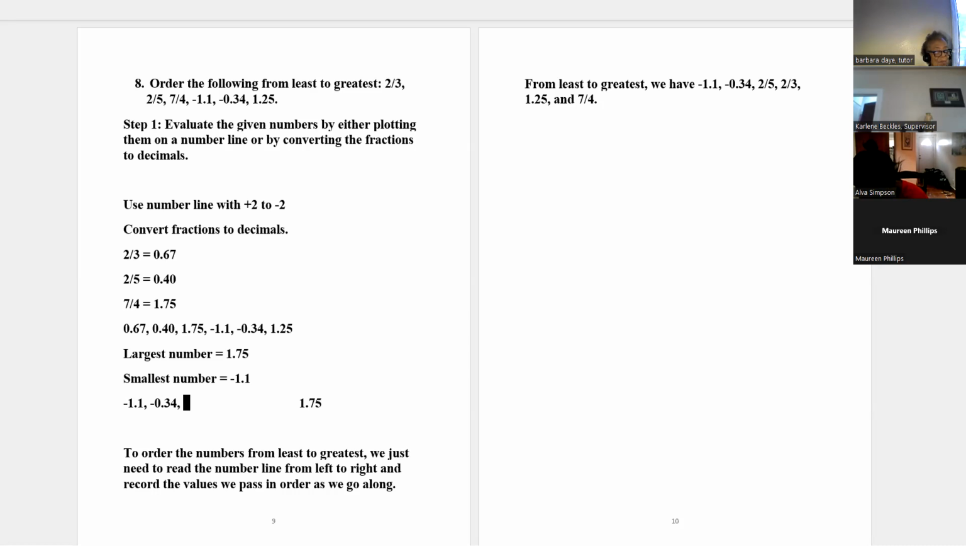Oh, it's 0.40. Okay. Alva, do you agree with that? Yes, Miss Barbara. Okay, 0.40 is greater than, well, of course, it's greater than a negative. And what goes next? Alva, what's the next number? Increasing. 0.67. All right, very good.